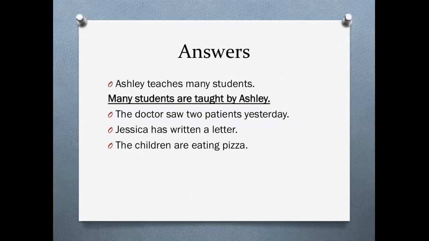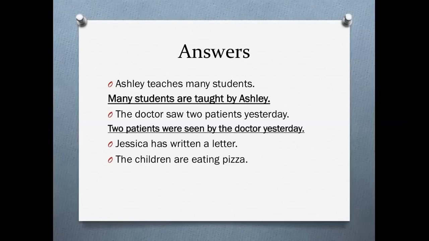Let's look at the answers. Ashley teaches many students. Ashley is the subject, many students is the object. So we change them. We move many students to the front of the sentence. We move Ashley to the end of the sentence, and we put the preposition by in front of it. And then we change the verb. Teaches is simple present. So simple present for be is are, plus the past participle, which is taught. Are taught.